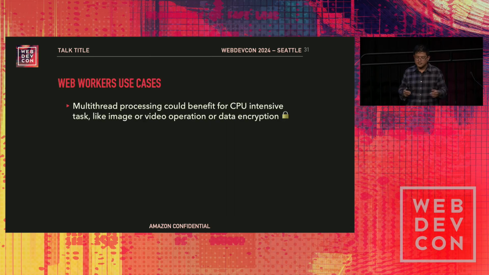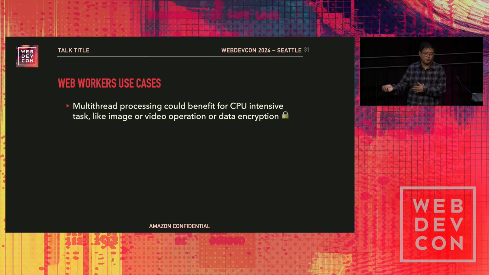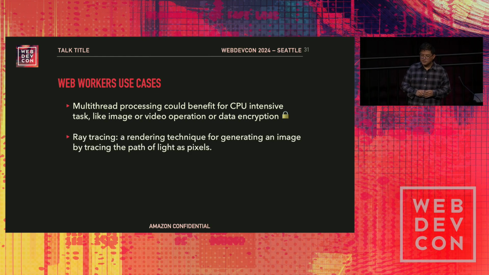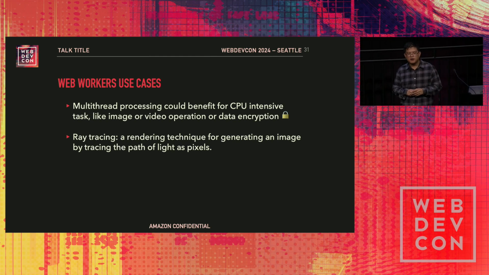But we can also see some use cases. If we're planning to do expensive operation tasks in the front end part of our application, like image creation, video operations, or even encryption operations, web workers could be a good use case. Also, ray tracing, which is a rendering technique for generating images, could be a good example of using web workers in our application.